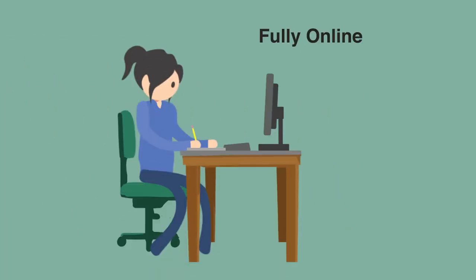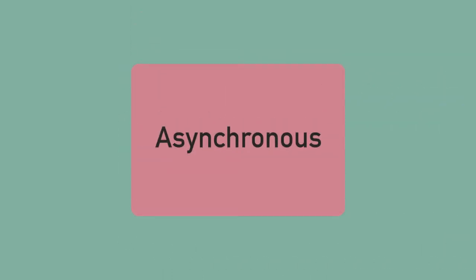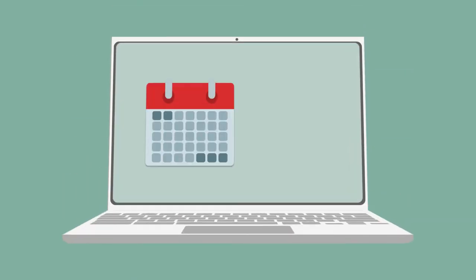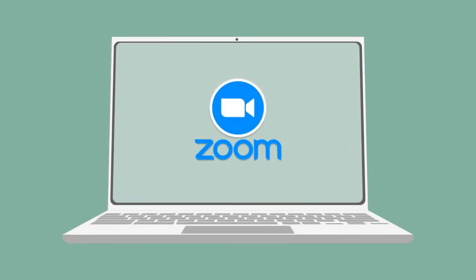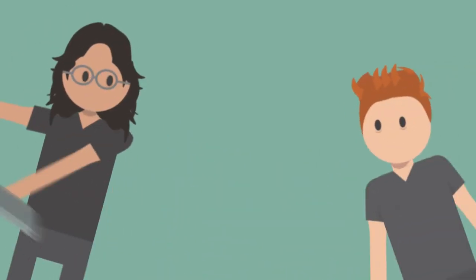Fully online classes are taken completely over the internet with no need to come to campus for instruction. Classes can be asynchronous or synchronous. Synchronous classes meet on specific days and time, but online over Zoom. Don't have a computer? You can borrow one from the college.